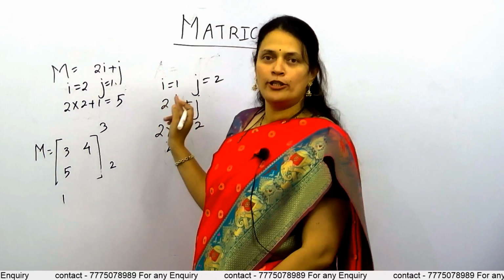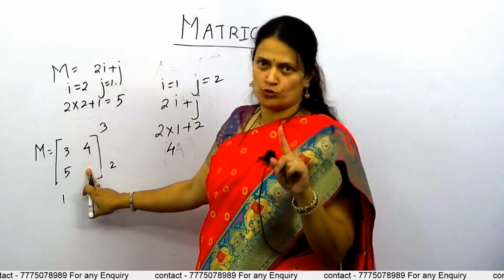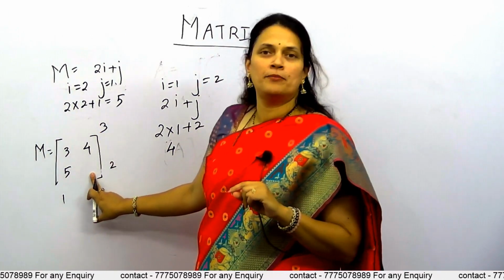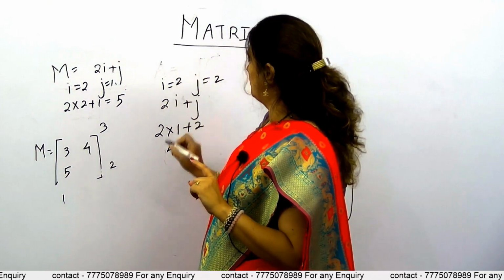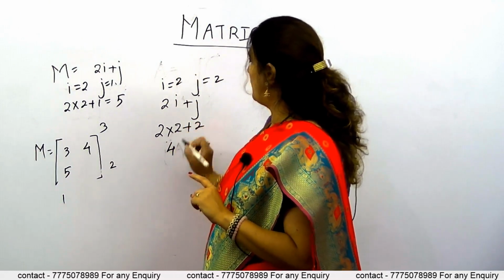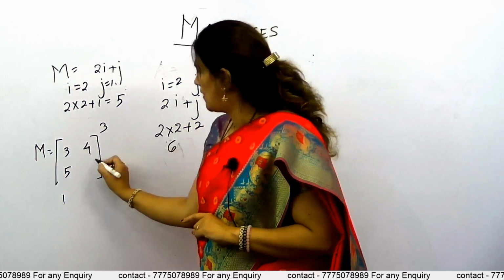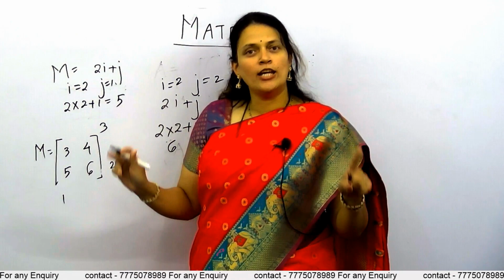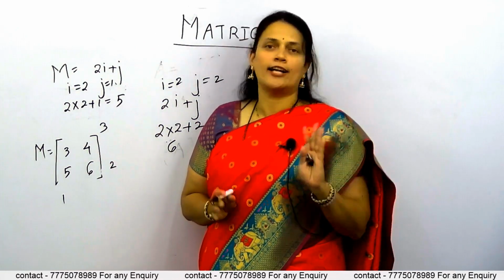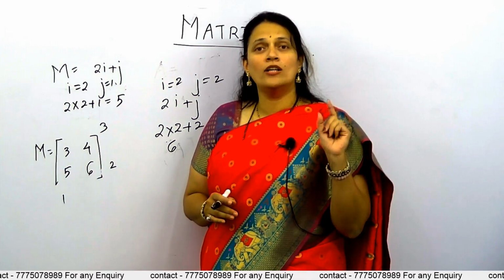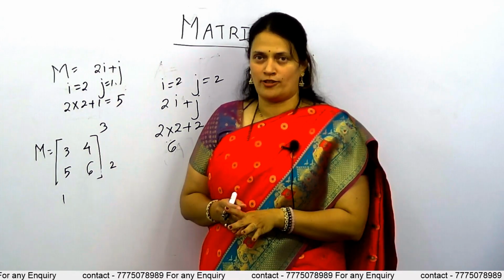Similarly, now this is going to be our second row, that is the value of i is 2 and the column number will be 2 as well. So I am going to substitute both the values as 2. So 2 multiplied by 2, that is 4, plus 2, that is 6. In this way, you can form a 2 by 2 matrix or a 3 by 3 matrix based on the condition that is given to you, and on whether it's a 2-dimensional matrix or a 3-dimensional matrix.